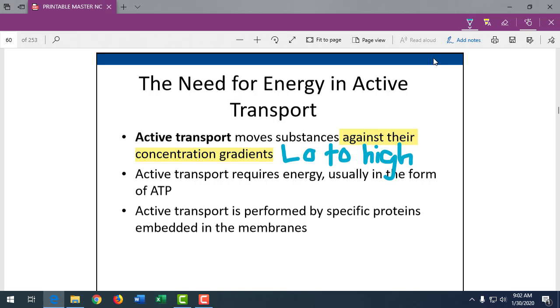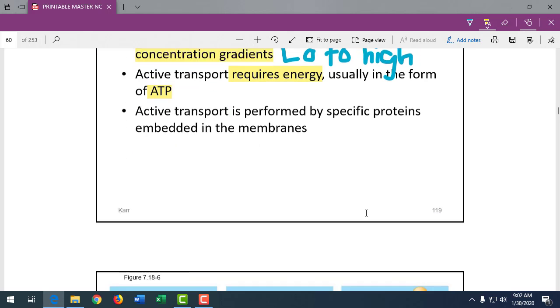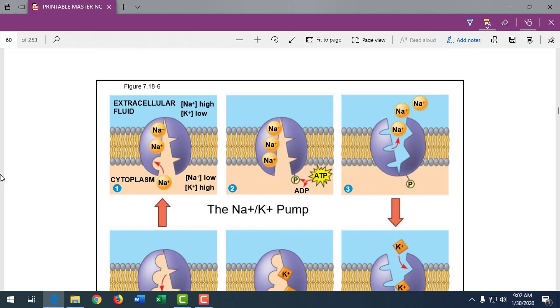Okay, so ATP is the key thing here. We need energy, it requires energy when we're going against concentration gradients. But we have proteins to take care of business. So here's an example. Here we have sodium that is in low concentration inside the cell. It's in higher concentration outside, because we can see here it's telling us the sodium concentration outside in the extracellular fluid is high.